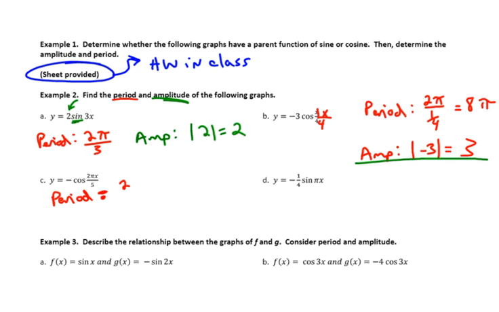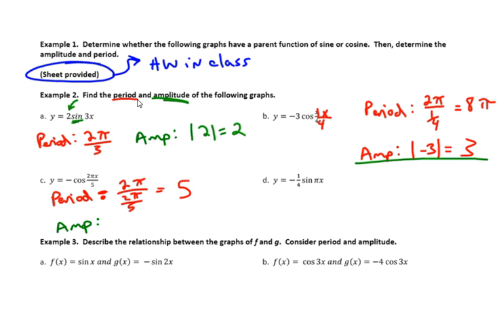So the period on this one, the period is 2 pi divided by 2 pi divided by 5. Okay. Well, when I take 2 pi and I divide it by 2 pi divided by 5, I actually end up with a 5. Okay. If you don't believe me, go through the long version. Think about what happens when I divide by a fraction. I have to multiply by its reciprocal.